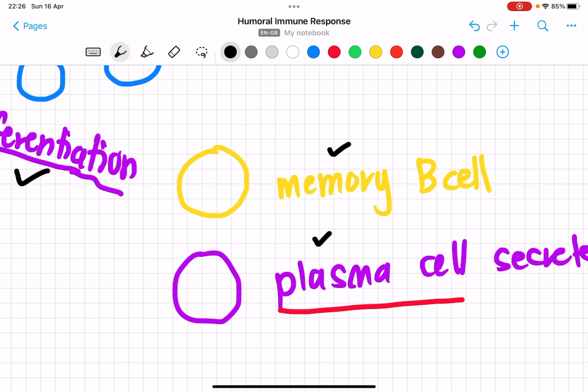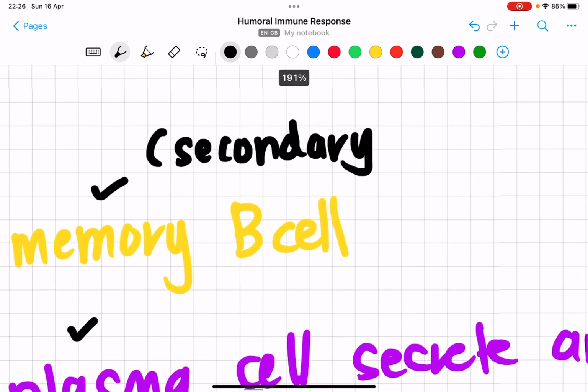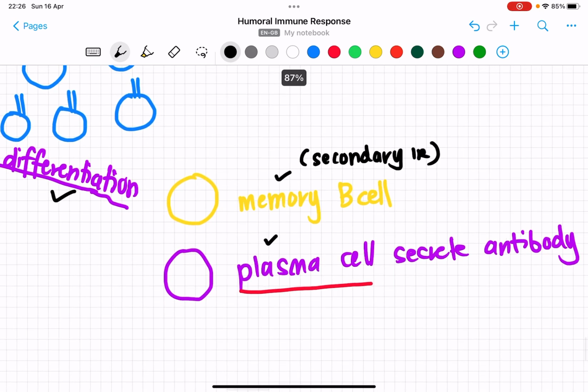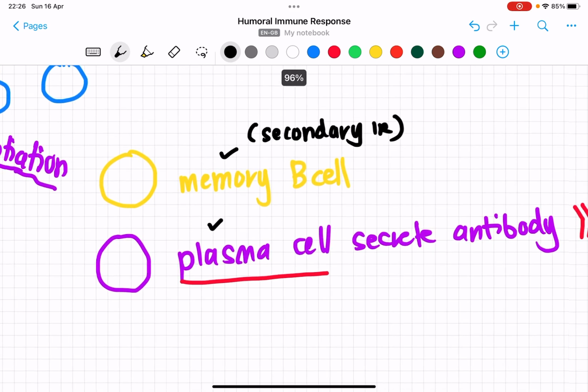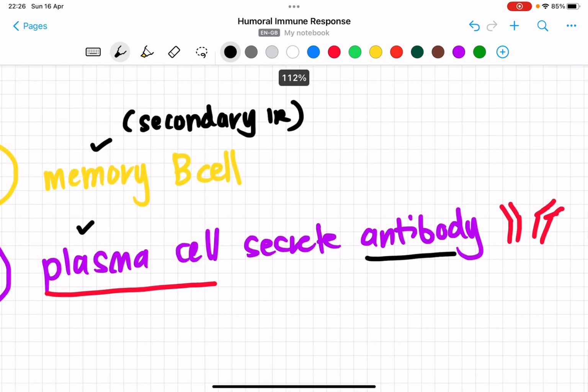Memory B cell will be very important in the secondary immune response. The body will already have the memory of the pathogen that enters your body. Last but not least, plasma cells secrete antibody.